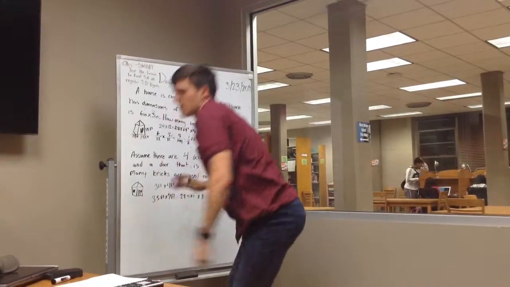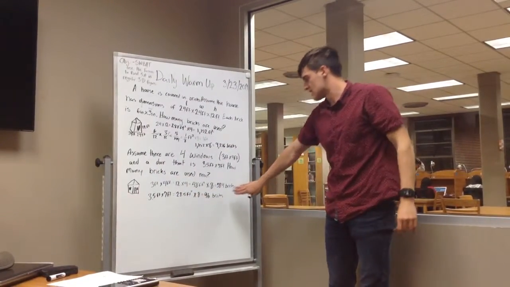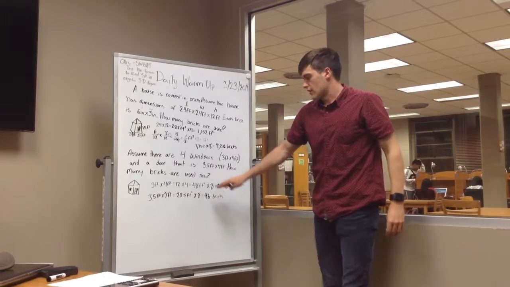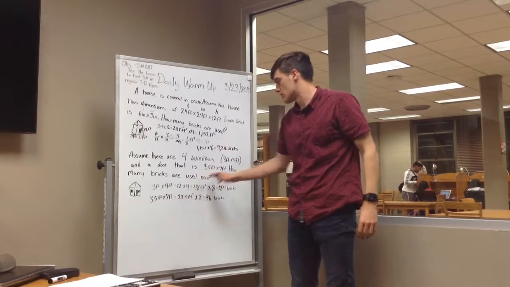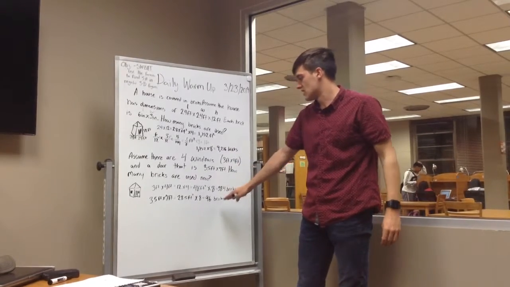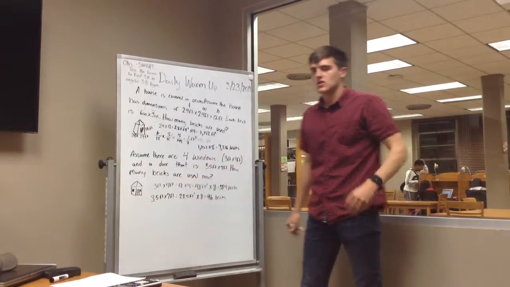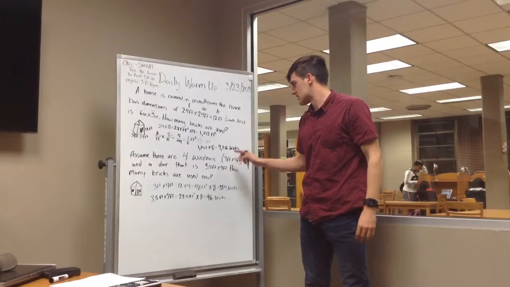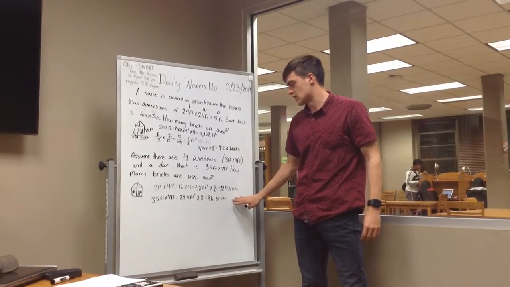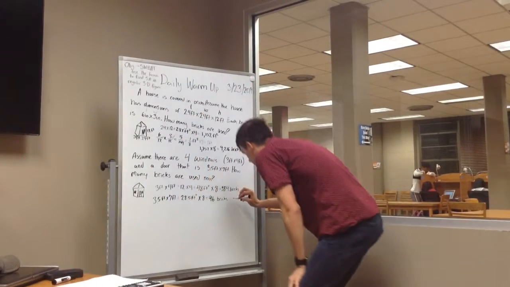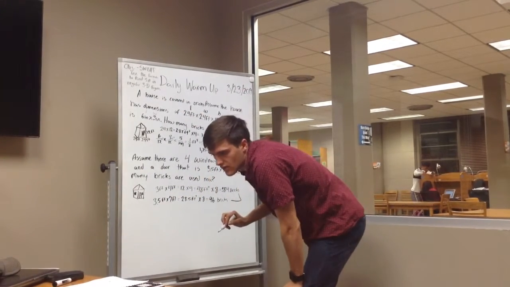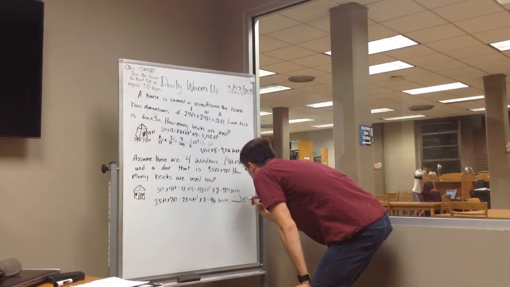Alright, so that being said, what does this tell you? This is the area that one window would take up, right? So this is, or I guess 4 windows would take up. And then this is the area that the door is going to take up. So what do we have to do to these numbers? We've got to subtract them, correct? Alright, so let's subtract. When we add these together, that's going to give us 580.